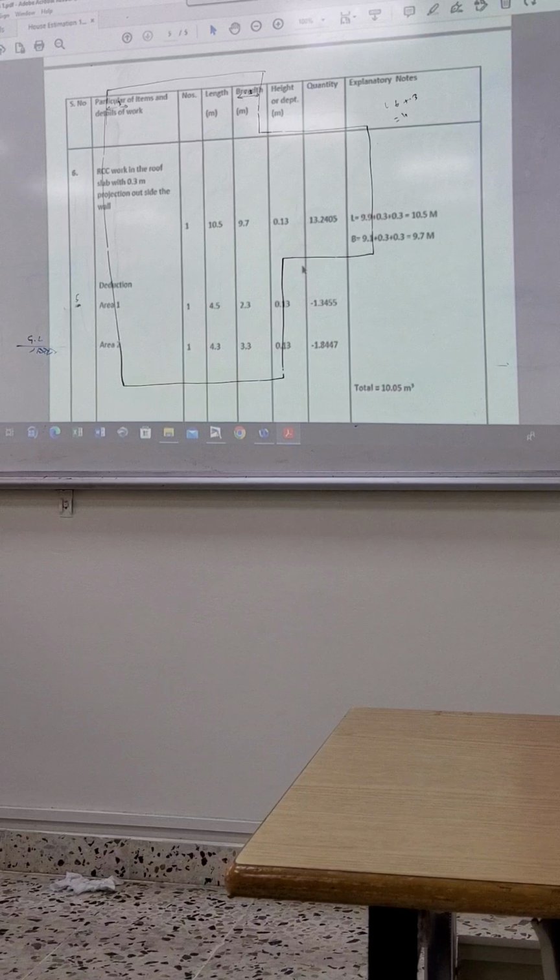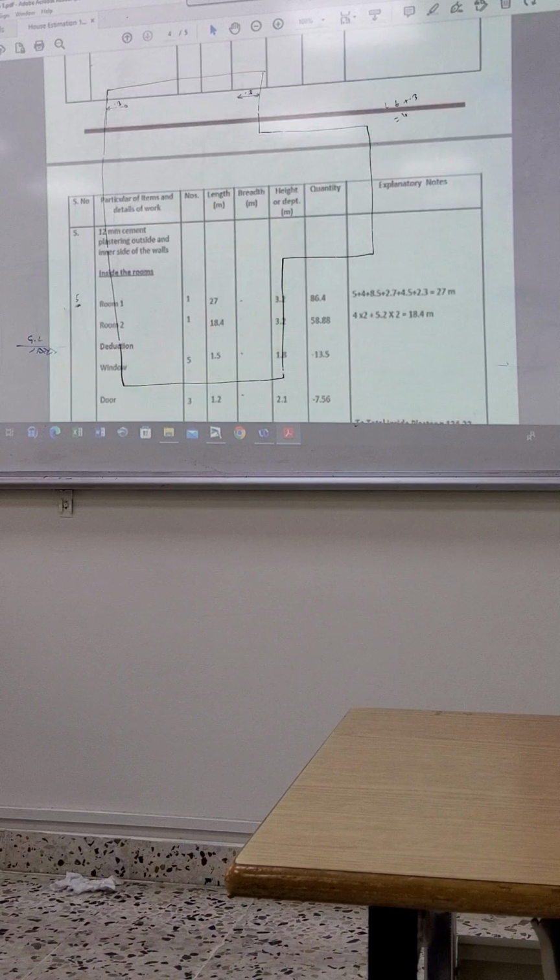So what will be the length? Calculate in the x direction. It is coming 10.5 meter and B is coming 9.7 meter. How is it coming? Just see here.